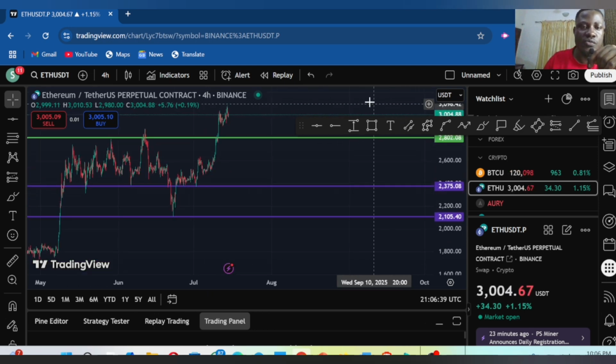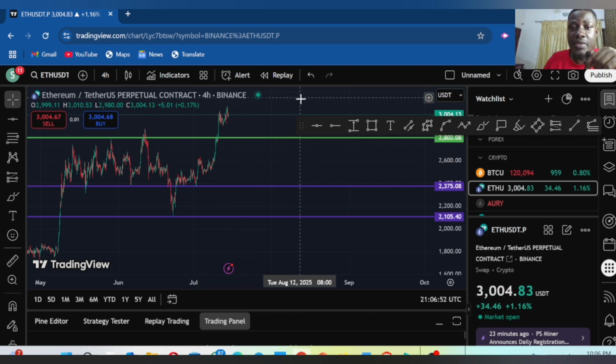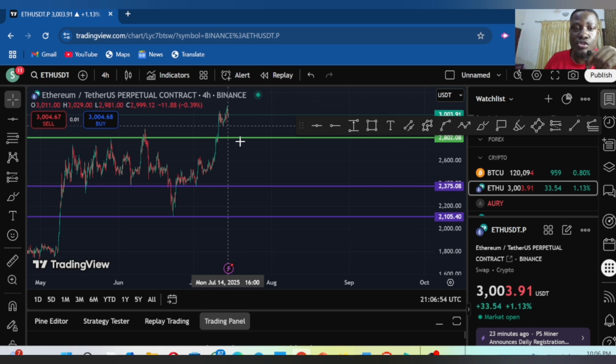All right, so which means Ethereum now, if it wants to go down, it will first of all come hit this level, and then if it has enough buy interest, it will continue to make new highs, or else it's going to break below this level and keep on going down. All right, so this is now the key resistance which has been turned to support.